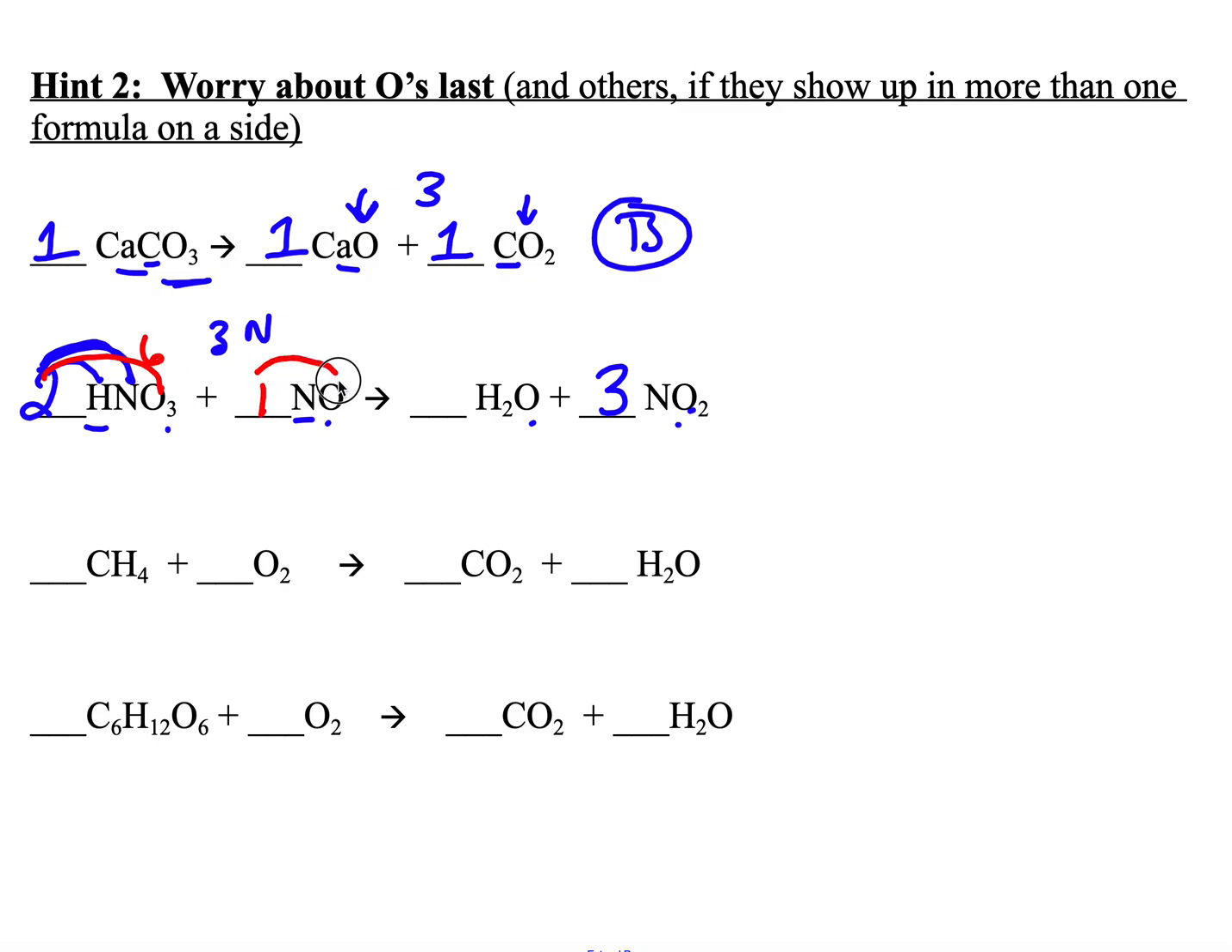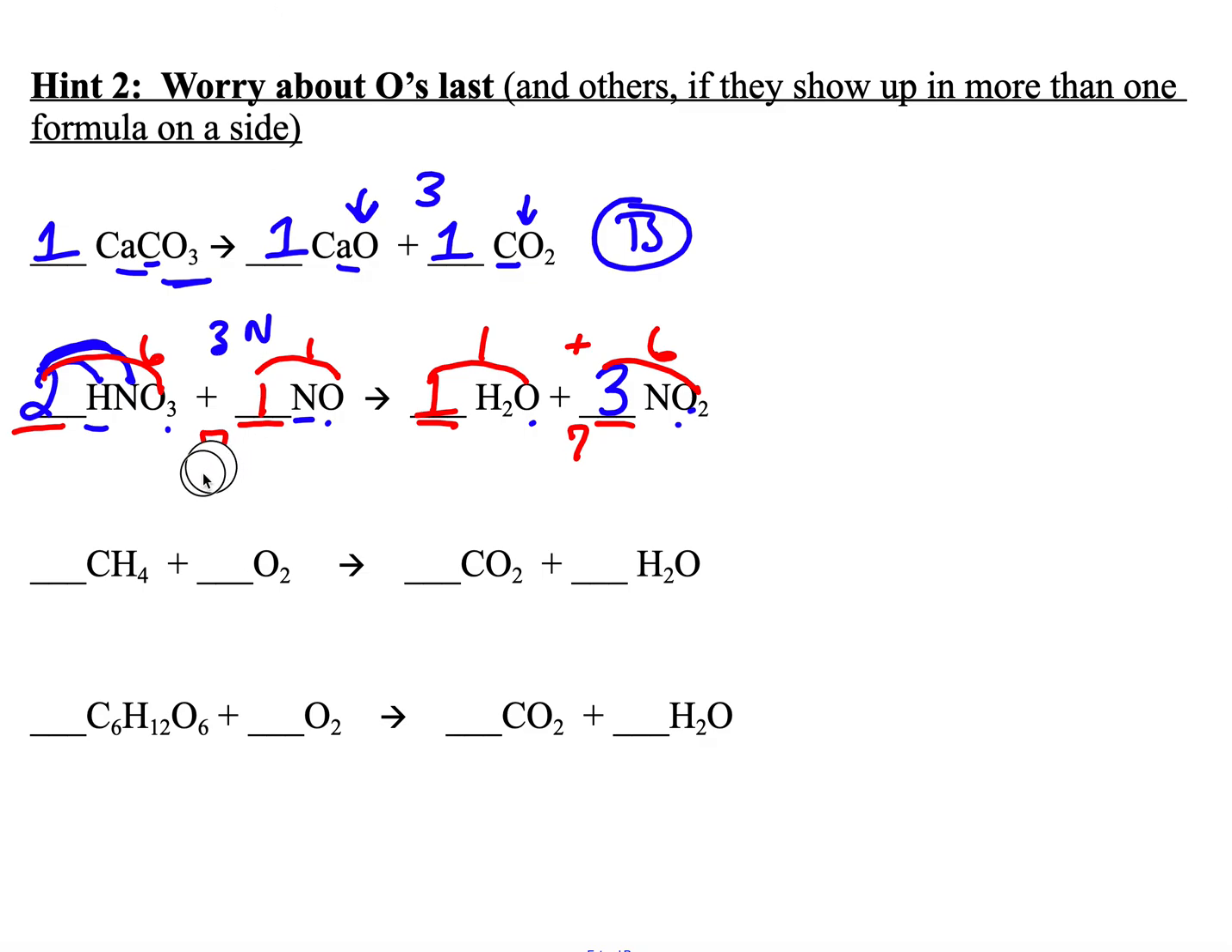1 times 1 is 1. 6 plus the 1 is 7 oxygens on the reactant side. I've got to end with 7 oxygens. Well, there's an imaginary 1 here times 1. There's 1 oxygen. And then 3 times 2 is 6. 1 plus 6 is 7. So this is balanced. 2, 1, 1, 3. Do oxygens last. Get everybody else straightened out.